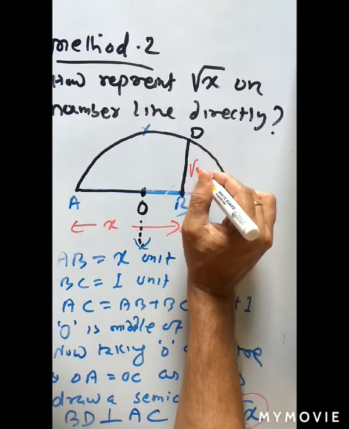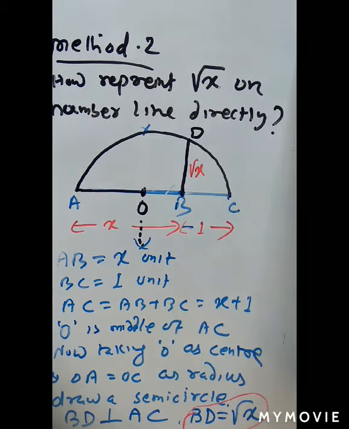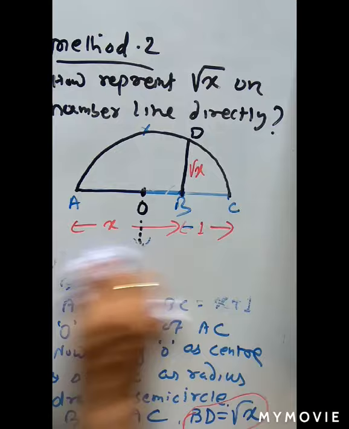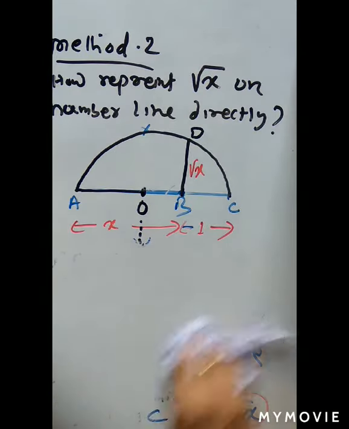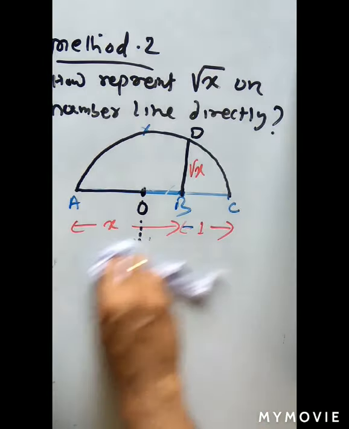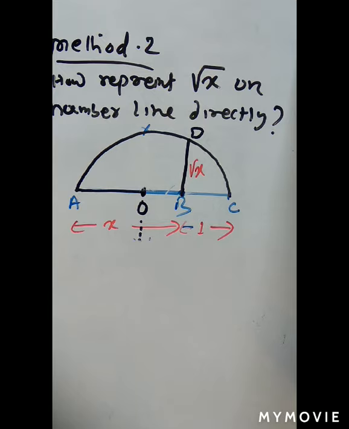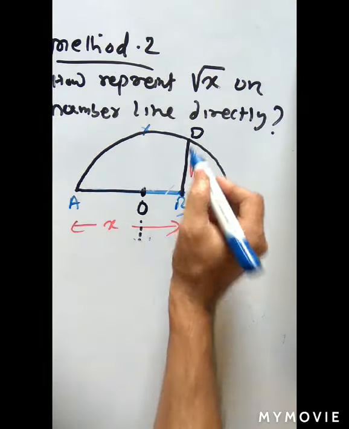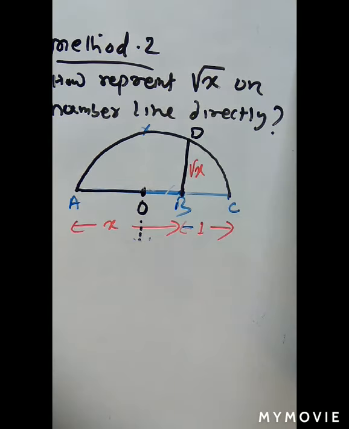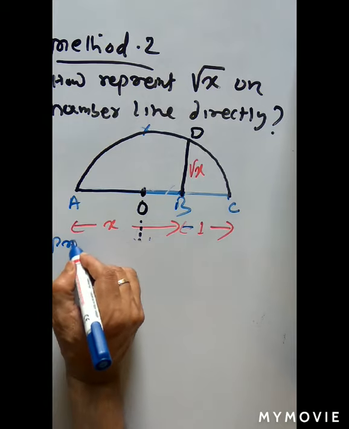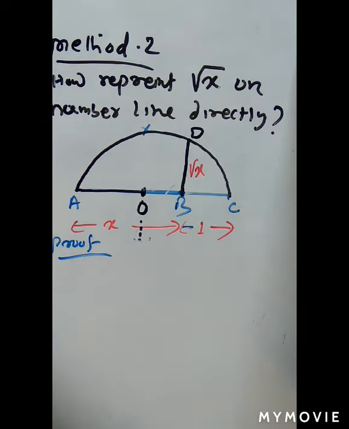So you see, this BD will represent square root of x. How? Now we'll find. Now proof. We will prove that BD represents square root of x. So you may get proof of how we find the root x.